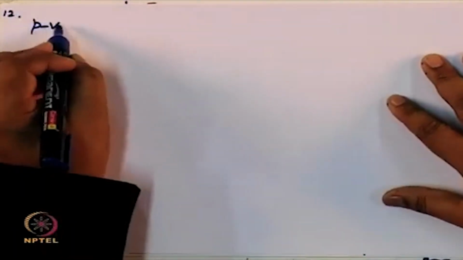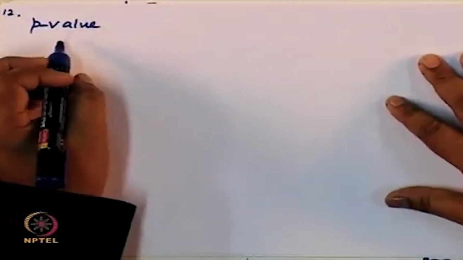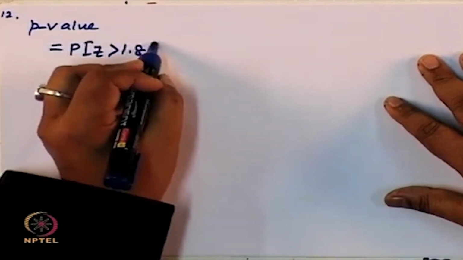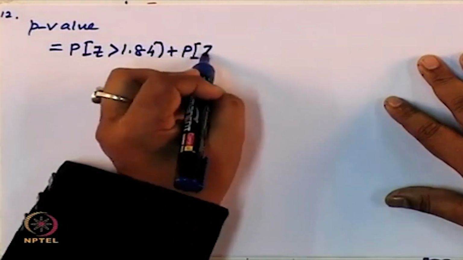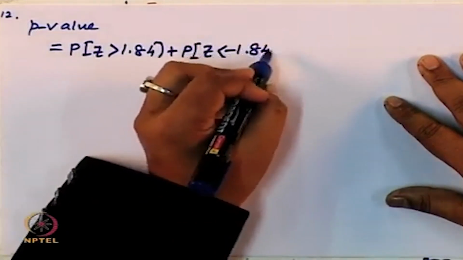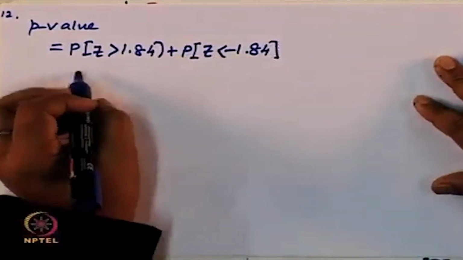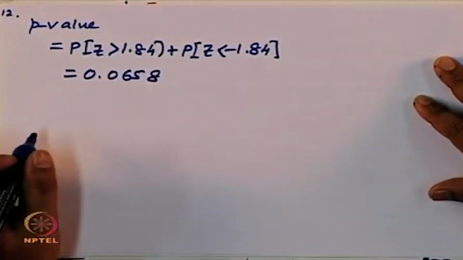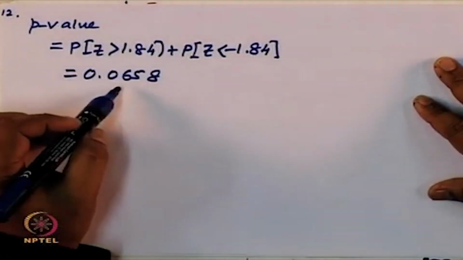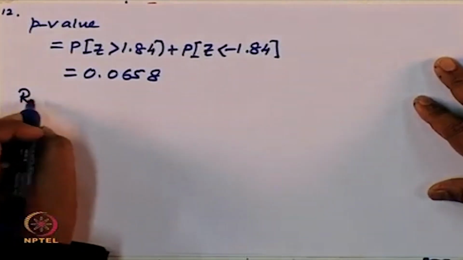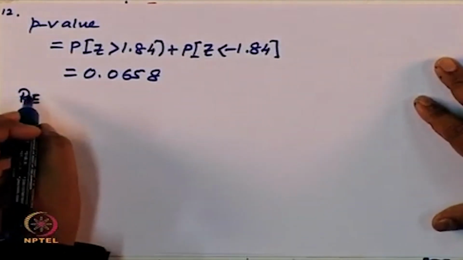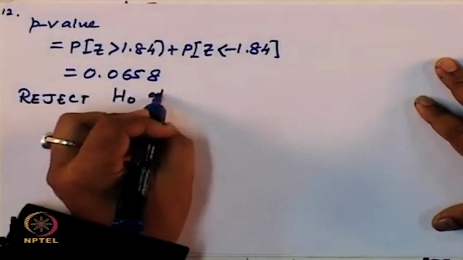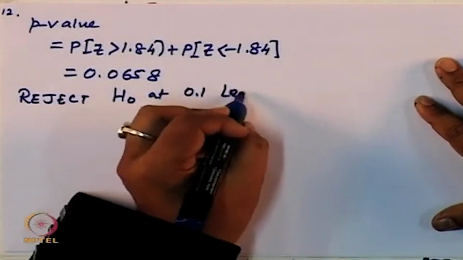Okay. The p value turns out to be probability of z is greater than 1.84 plus probability z is less than minus 1.84. And this you get a value of 0.0658. So, what you see is it is possible to reject H naught at 0.1 level of significance.